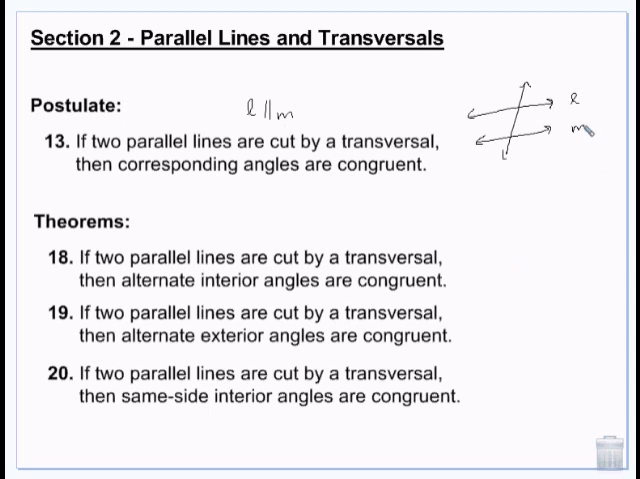Corresponding angles are congruent. And I'm going to use color again, sorry. So those two angles will be the same. These two angles will be the same. These two angles will be the same. And these angles will be the same. Okay, but lines L and M have to be parallel for that to be true.